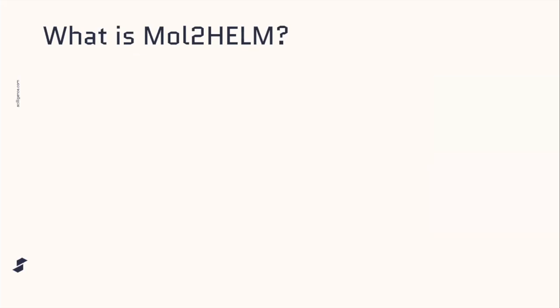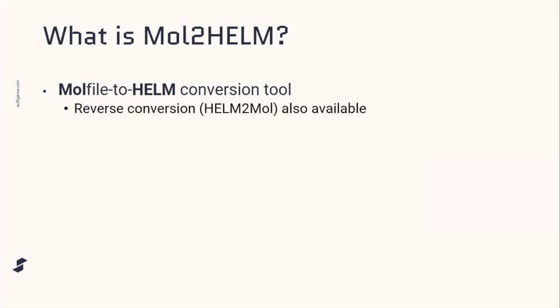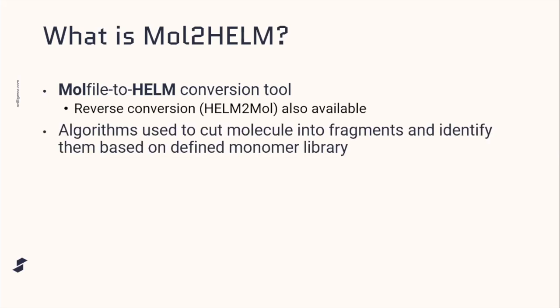So what is Mol2HELM exactly? Mol2HELM is a molfile to HELM conversion tool. It's made to make it easier to take just an atom bond structure and identify exactly what the HELM string should look like accordingly. Reverse conversion, of course, is also available, HELM to mol. That is very much the easier part. You have your HELM string, you look at your monomer definitions, and you expand them out. But the real challenge of conversion between HELM and molfile is in this direction, Mol2HELM.